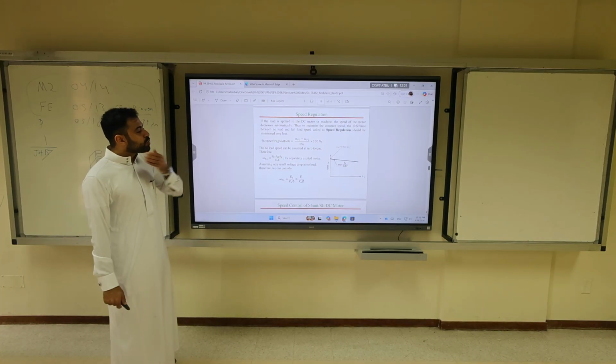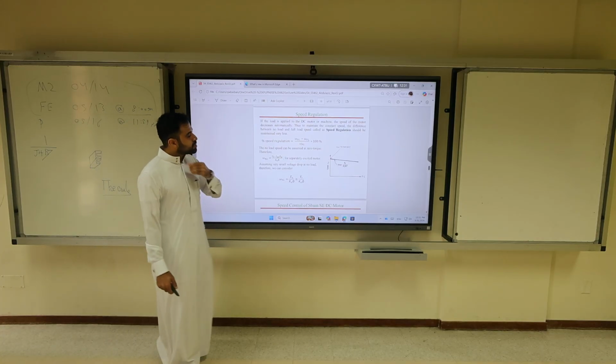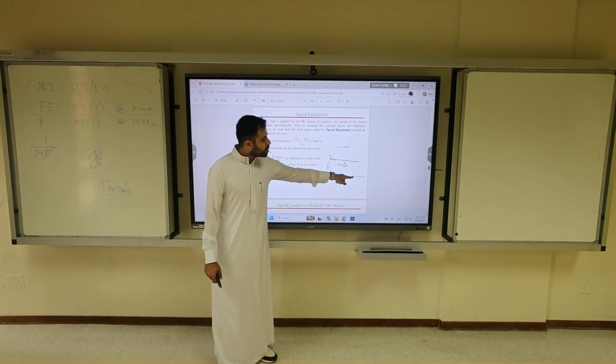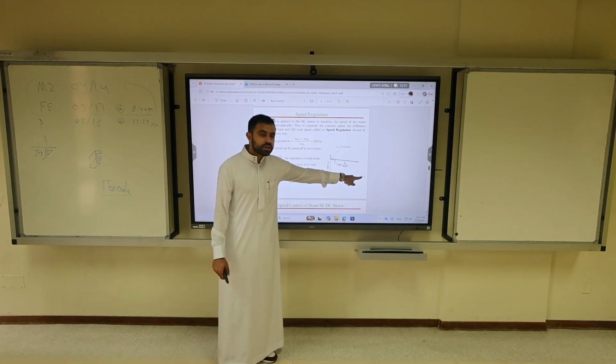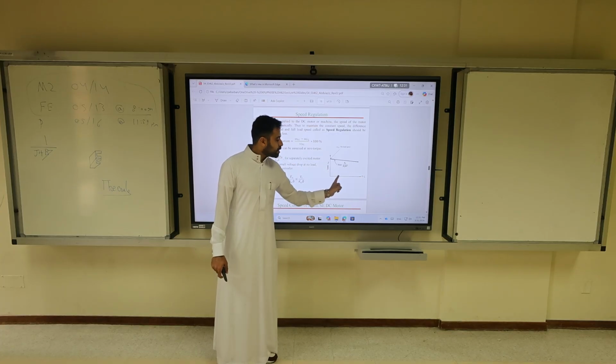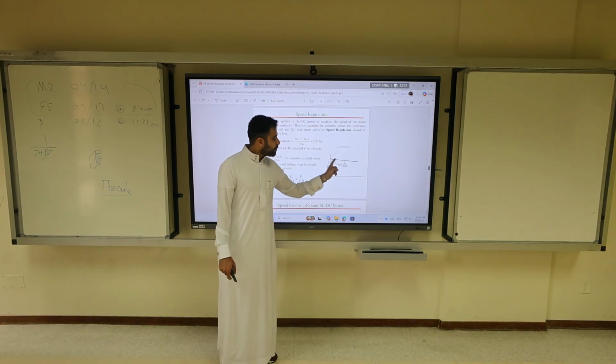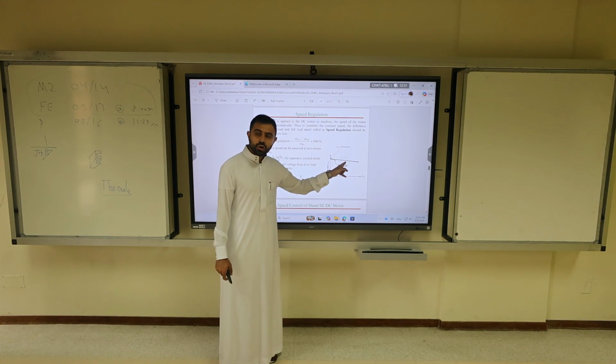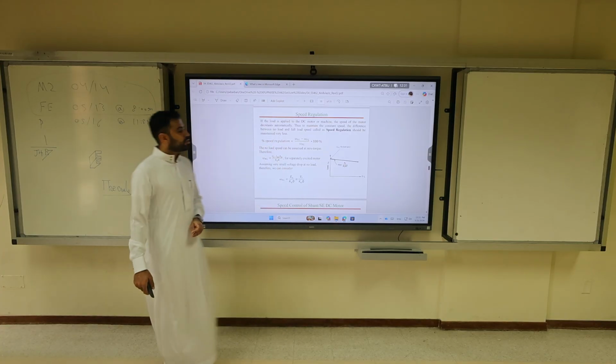So speed regulation. What is the speed regulation? For the DC machine, speed regulation is speed at no load minus speed at full load. Your load is your torque. It might change. So if you have a torque that is here, speed regulation is omega no load minus omega at full load over omega at full load.